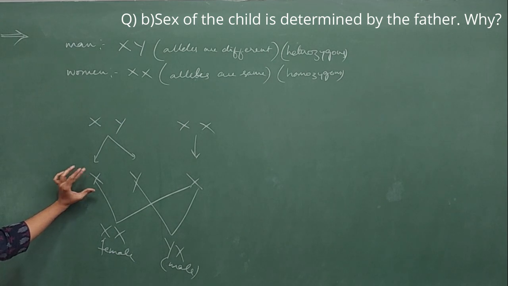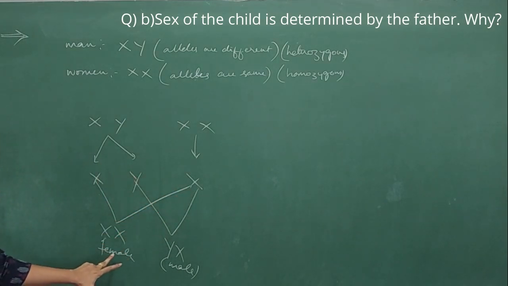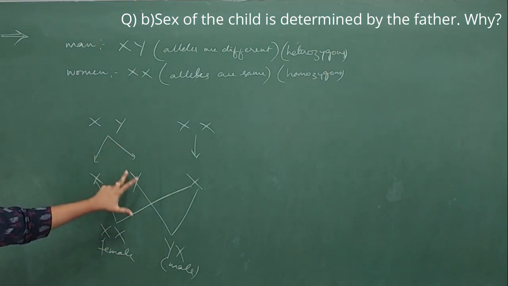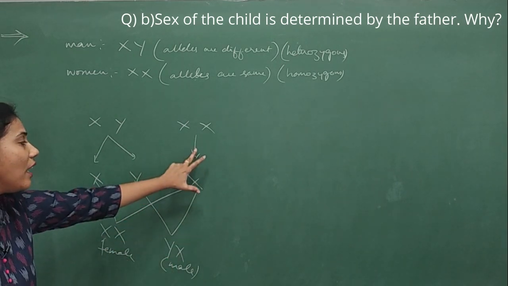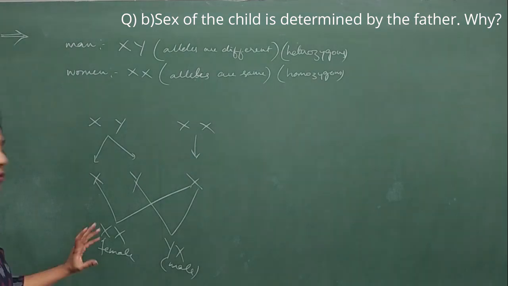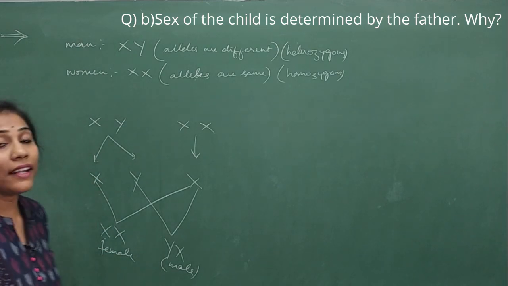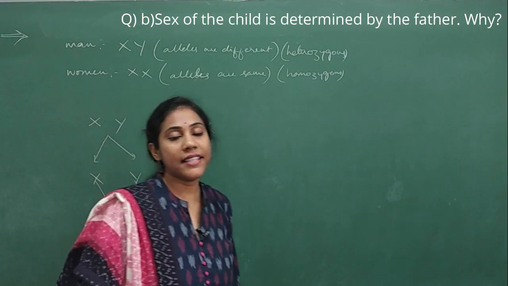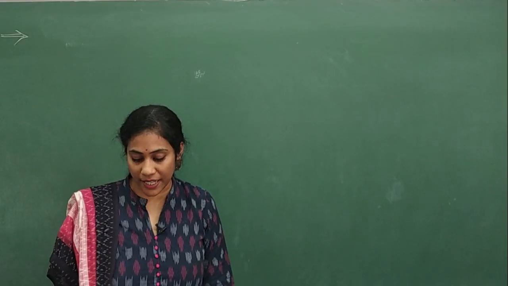And when Y and X combine, you would get XY, that is a male, right? Father's gamete with X allele combined with the mother's gamete, then definitely a female child would be born, and father's gamete with Y variety when combined with the mother's gamete, then a male child would be born. So from this we can clearly say that sex of a child definitely depends on the father, right? So this is how you can explain this question. Coming to the next question, guys.